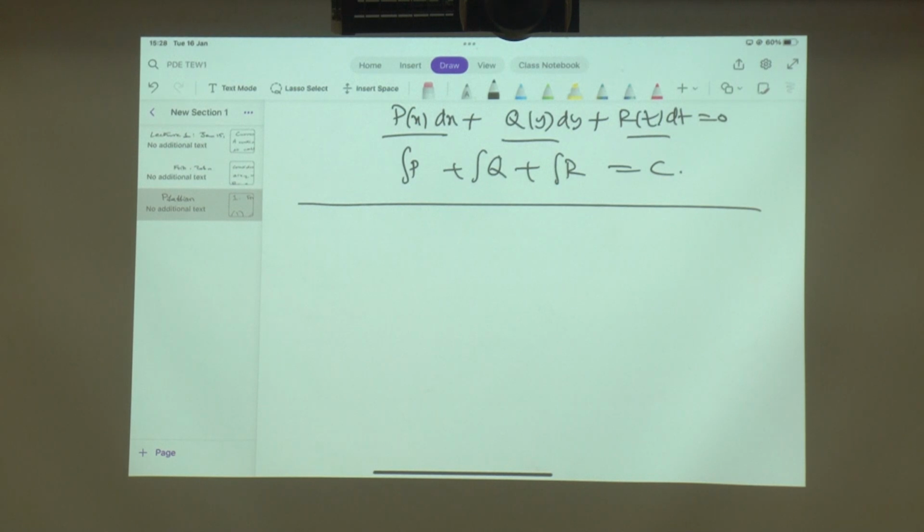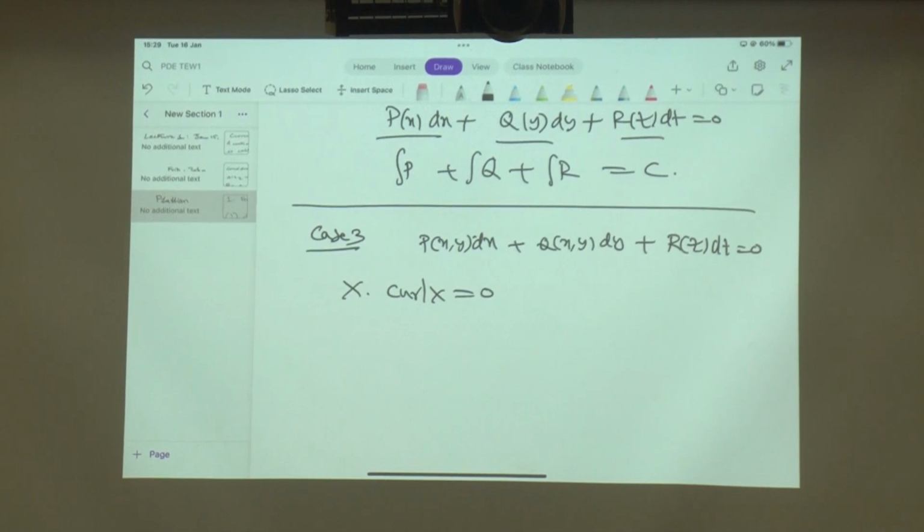One variable separable means one variable comes separately. P(x,y) dx, it's not mixed, Q(x,y) dy. So far it looks like only two variables. The third guy will come but he will sit separately, R(z) dz. Once again it is integrable if and only if x dot curl x is 0.